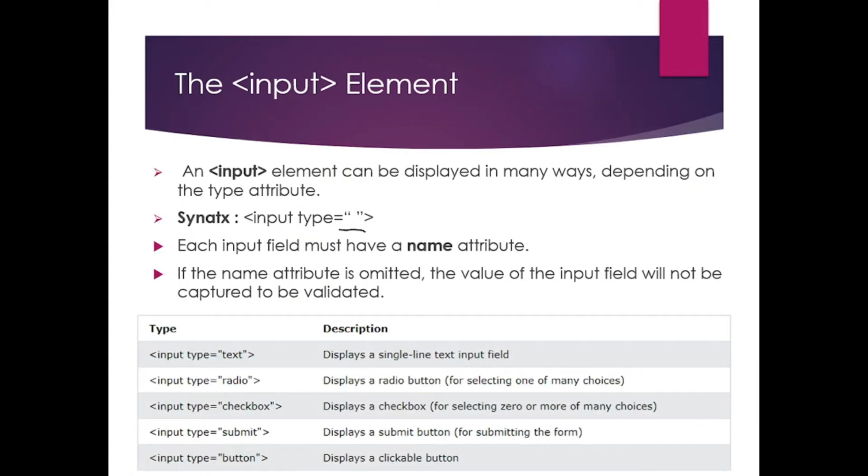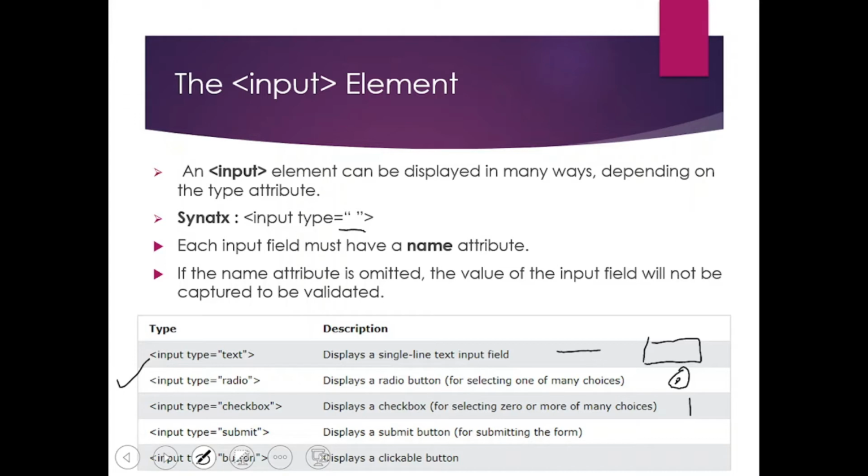Form input type is equal to text displays a single line text input field. So it will be like a text box displayed onto the screen. When input type is equal to radio, it displays a radio button. The button is displayed with a circle where we can select a particular value that we want. So that's a radio button.